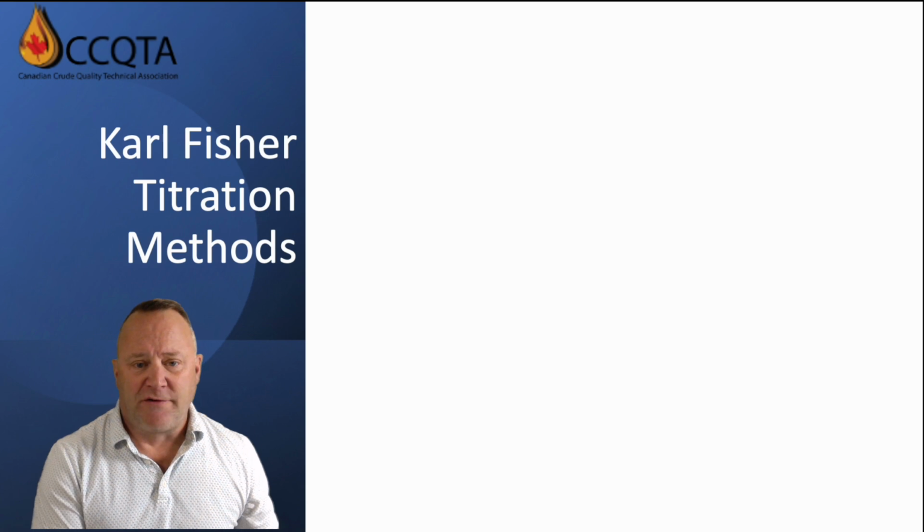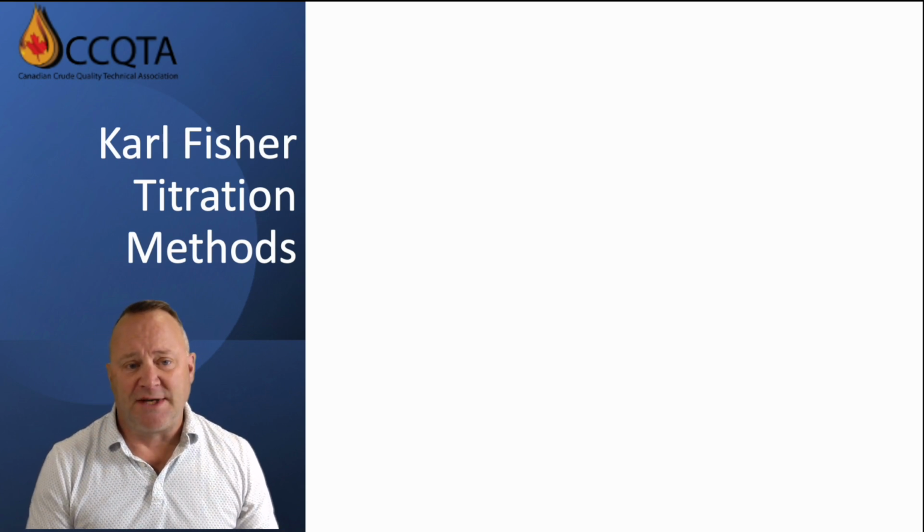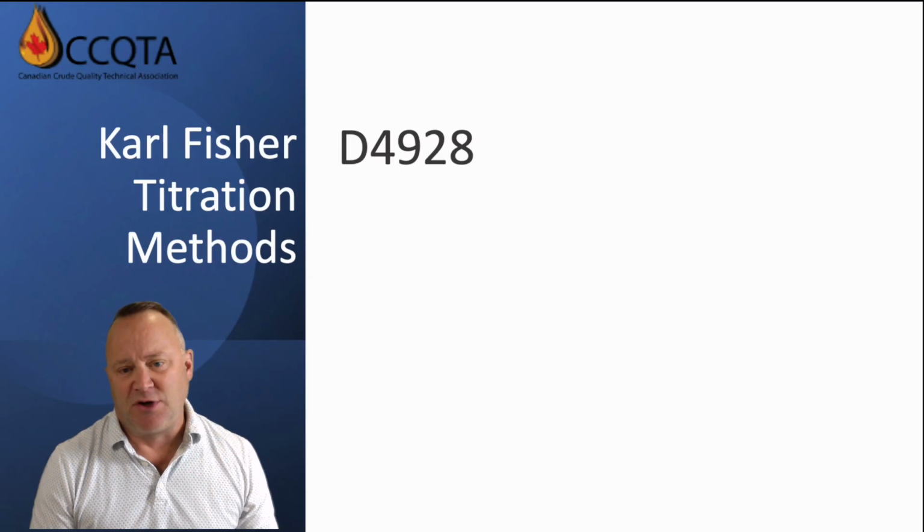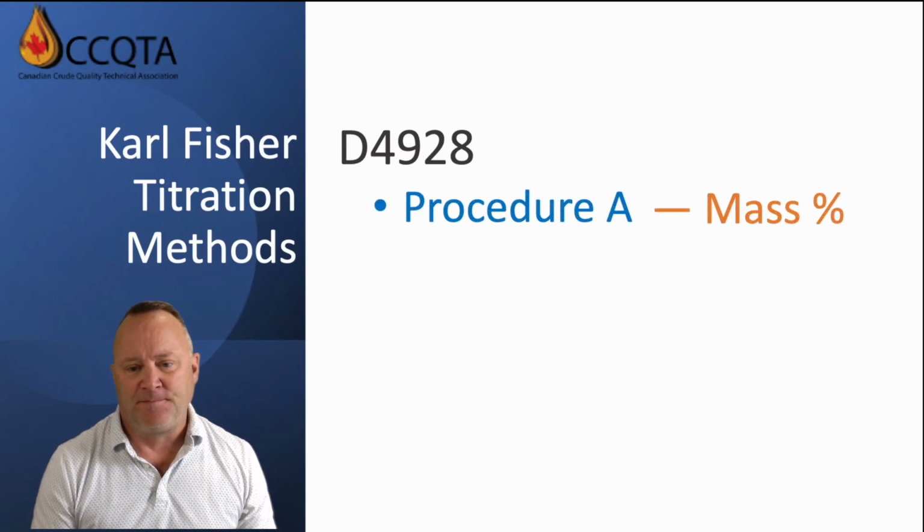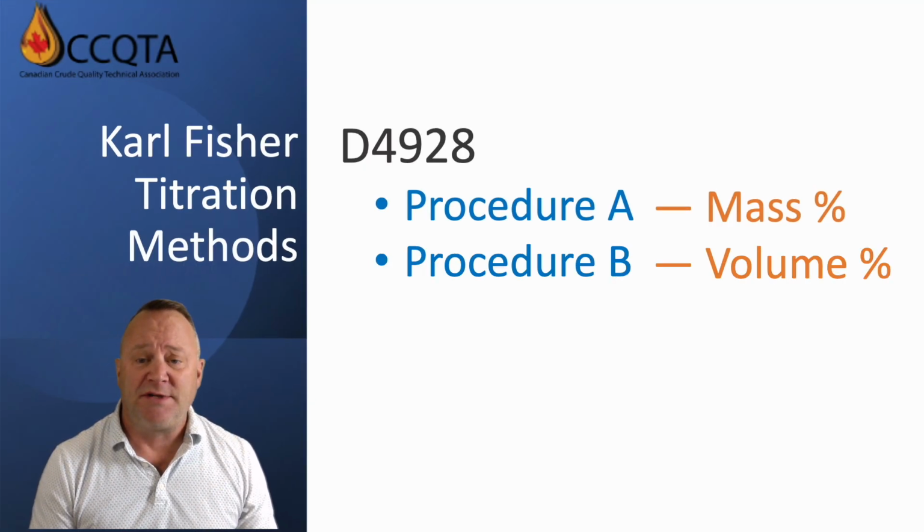Of the two Karl Fischer methods available, D4377 and D4928, 4928 is the most common. This method also includes 3 different procedures. There are variations in the different procedures, however all 3 are based on the same reaction and detection method. Procedure A reports on a mass percent basis, while Procedure B on a volume percent basis, however both involve the same direct injection of sample to the titration cell.